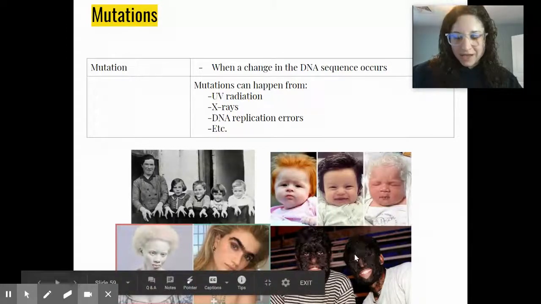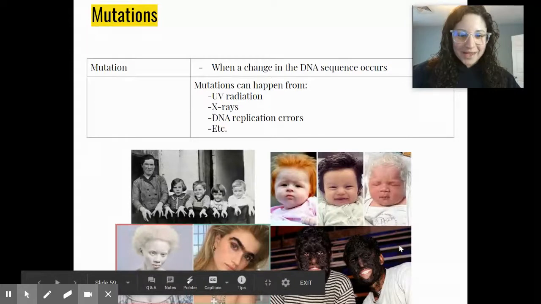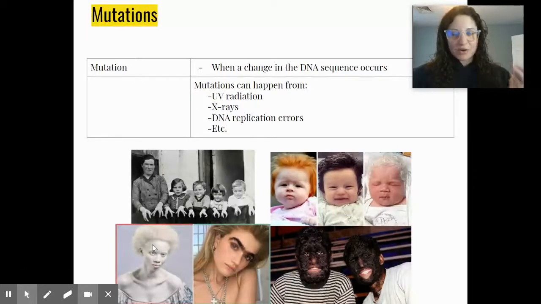These furry faces down here are a mutation as well. And if we look over here, the whole unibrow situation is a mutation, as well as albinism. With albinism, you just don't produce any melanin in your skin, hair, or eyes, and so you look very white or washed out.